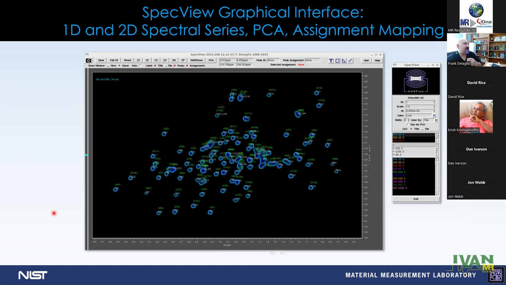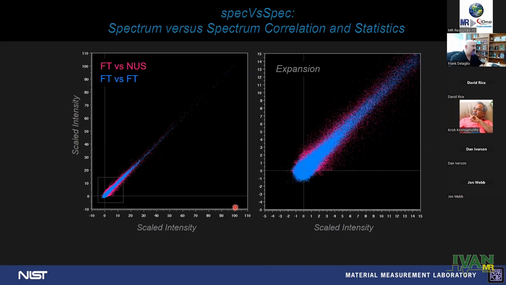So many things we're going to see today are actually big, complicated scripts to do interesting things like this SpecView interface is. A simpler graphical interface that we might take a look at is an interface called Spec versus Spec, and it's simply an interface for plotting two related spectra, intensity versus intensity, and reporting statistics of the results.